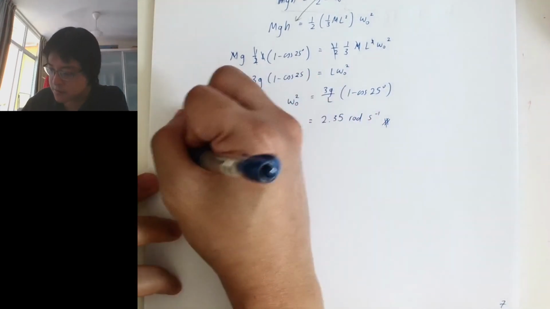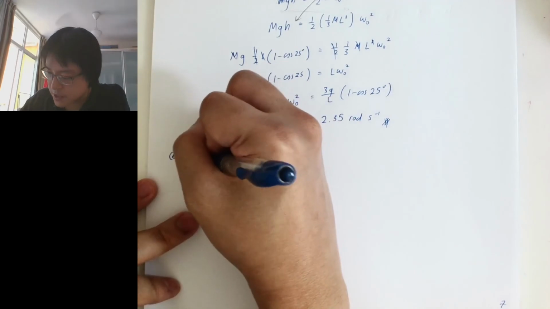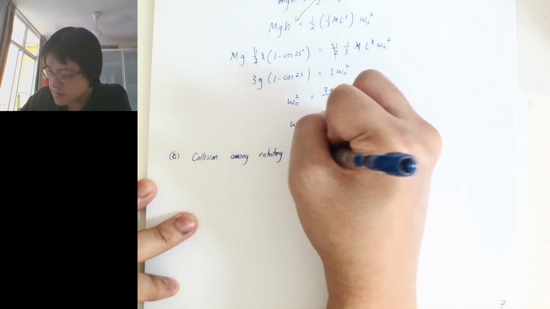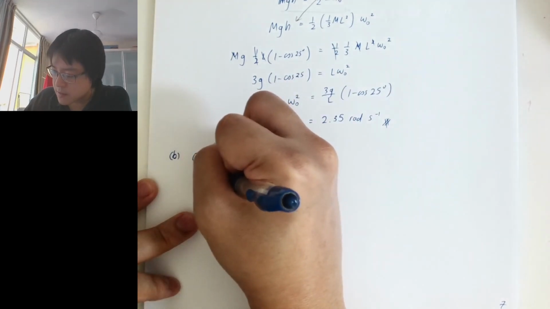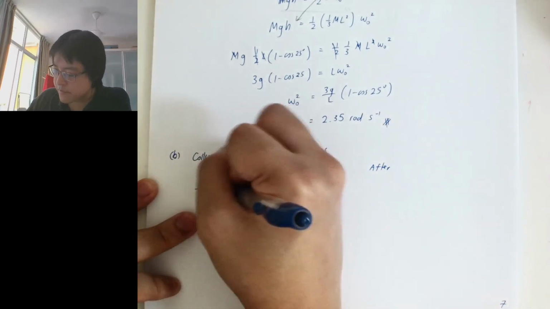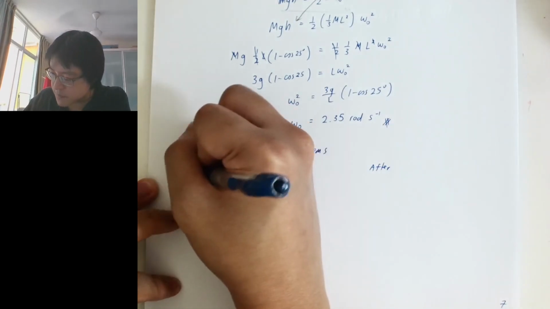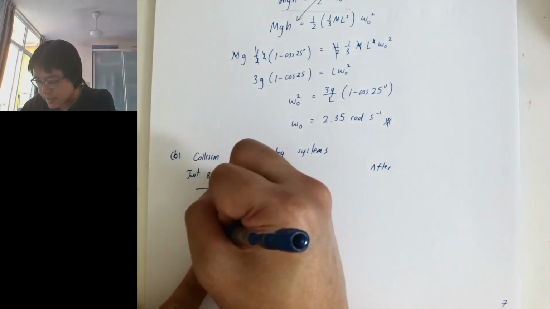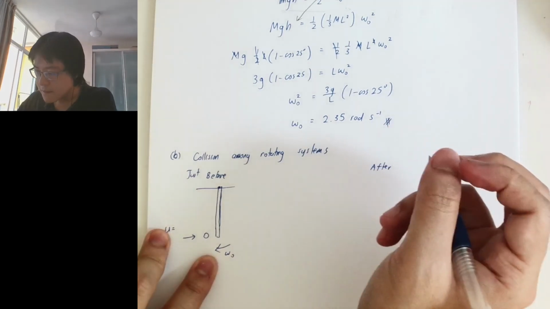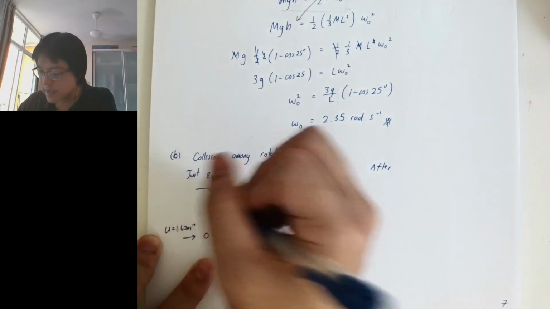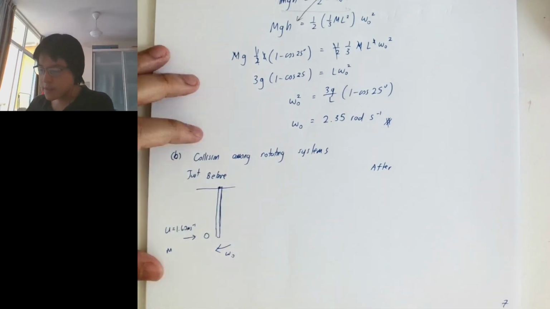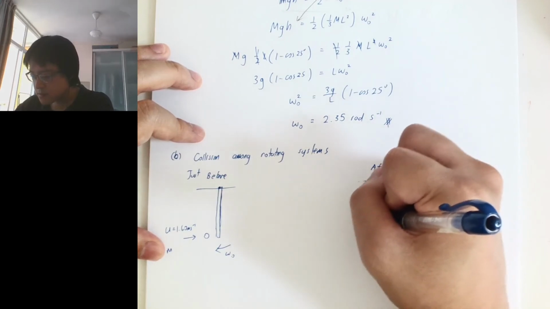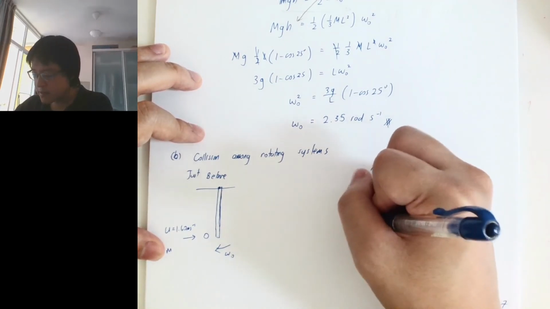Okay, so this is a collision. This is part B. We are talking about collision among rotating systems. Let's look at before collision, and then after collision. Before is the instant just before, because we have calculated the omega just before. So just before collision, this ball is coming over here, 1.60, and the mass is given. After collision, they stick together, moving as one object, with omega final.